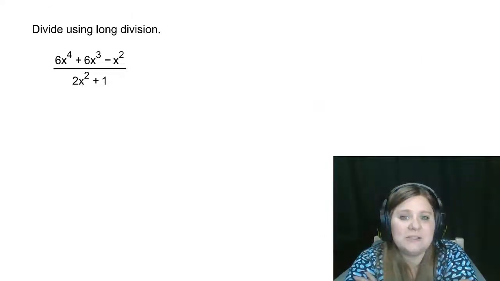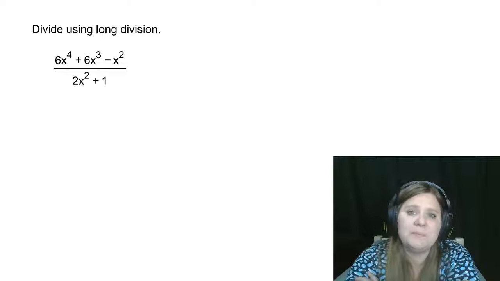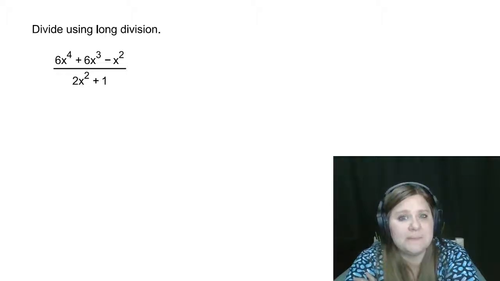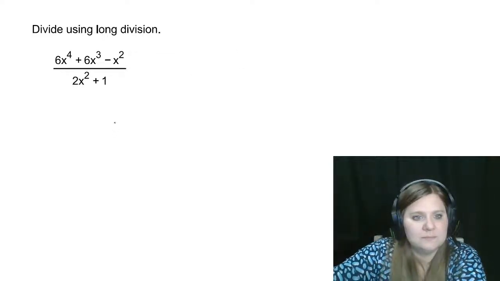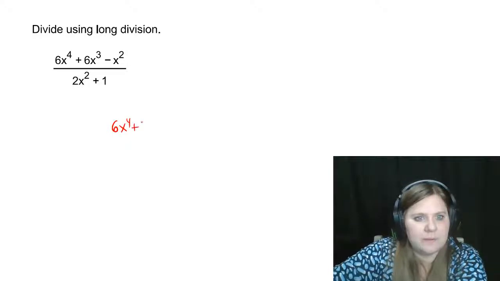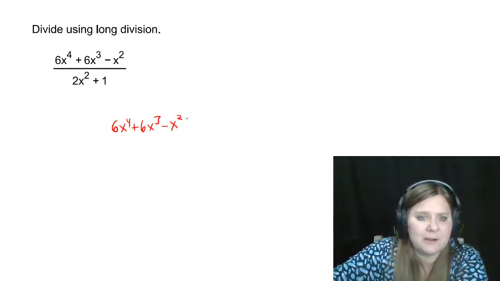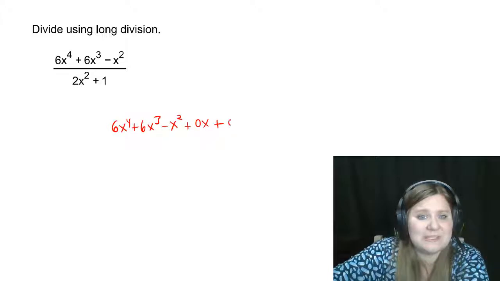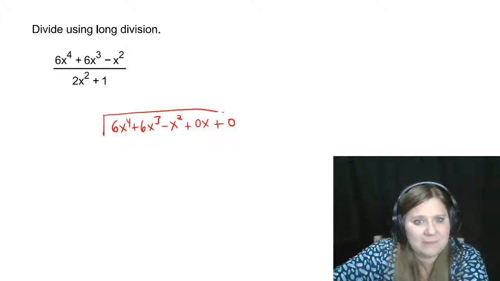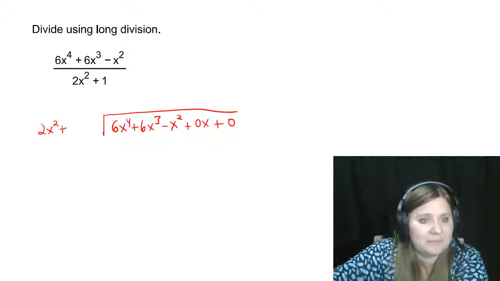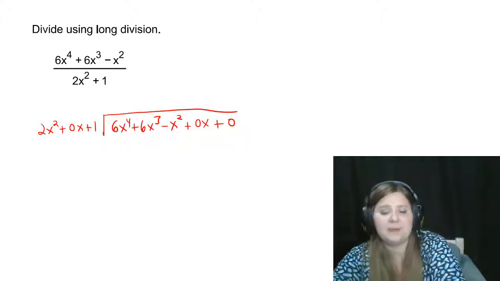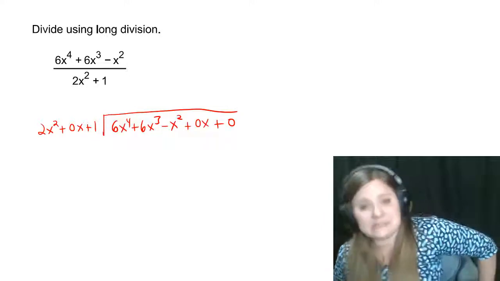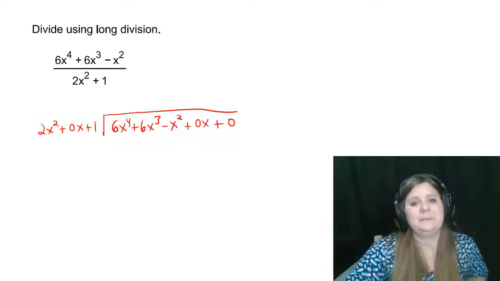Try dividing this using long division. Make sure to put placeholders into anything that is missing. So I have 6x to the 4th plus 6x cubed minus x squared plus 0x plus 0. And I'm dividing by 2x squared plus 0x plus 1. If you got stuck because you didn't have placeholders, go ahead and fix that on your paper and try again.